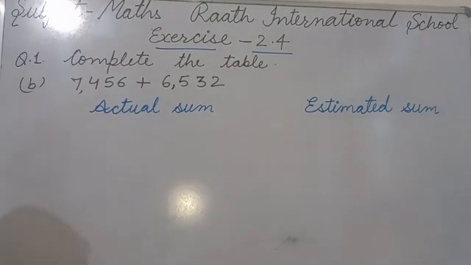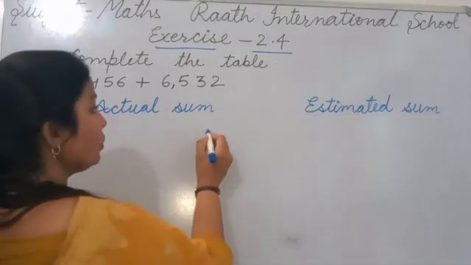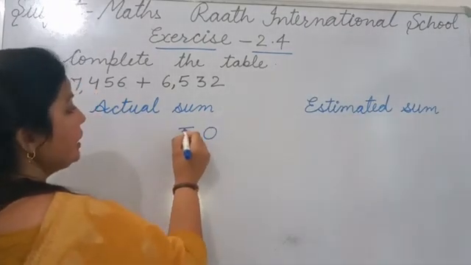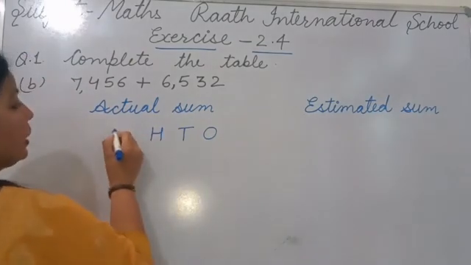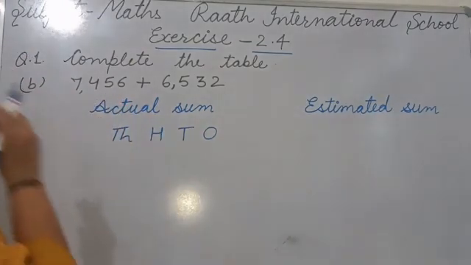Now B part. In B part also we have 4-digit numbers. So there is given 7456 plus 6532. So again firstly we put them up and down in columns. Okay, so we should arrange in columns. So we should write the columns here also. In A part we don't write columns, but you should write columns in A part also. Ones, tens, 100, 1000. Okay.